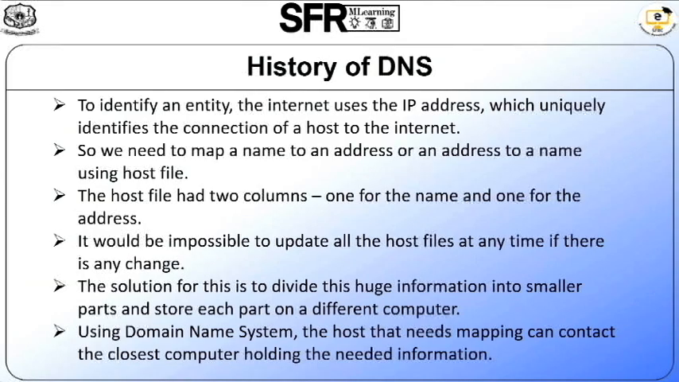So, the solution for this is to divide this huge information into smaller parts, and we store each part on different systems. In this process, we are using the domain name system, so the host that needs the mapping can contact the closest computer system that holds the needed information.